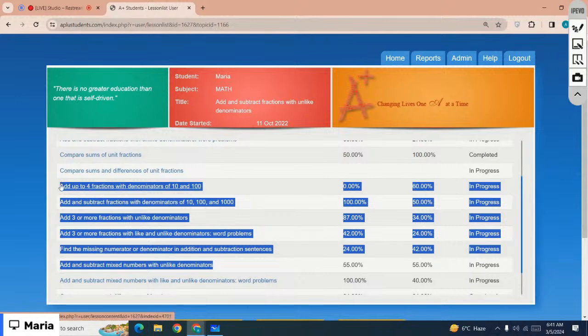Add up to 4 fractions with denominators of 10 and 100. Add and subtract fractions with denominators of 10, 100 and 1000. Add 3 or more fractions with unlike denominators. Word problems you have to do on your own. Fill in the missing numerator or denominator in addition and subtraction sentence. Add and subtract mixed numbers with unlike denominators, right? And the next one with word problems you have to do on your own, right?